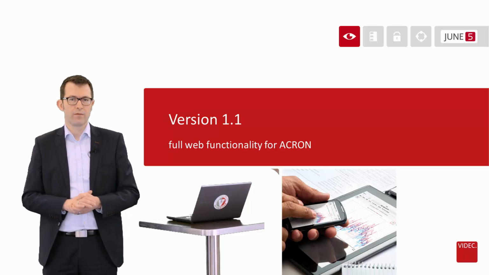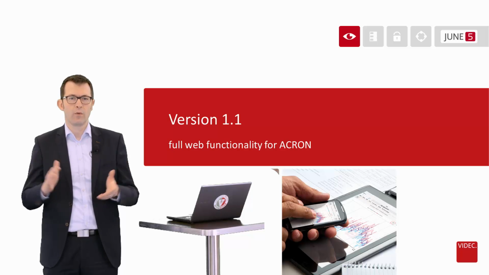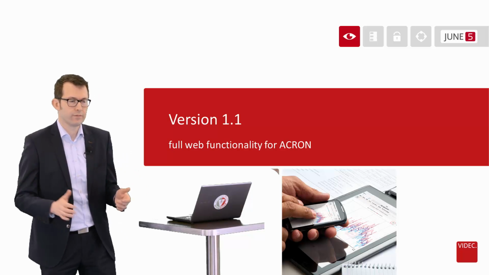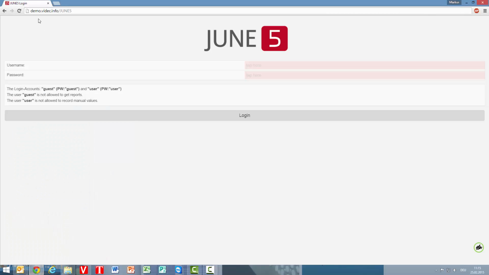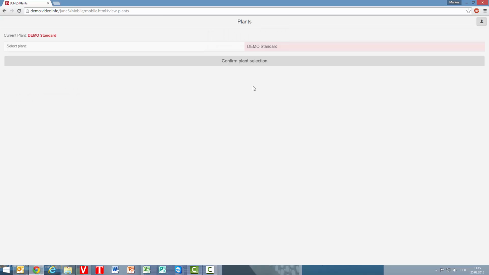I'd like to start with a view of data in a web browser operated on a Windows machine. Here we go. Let me give you an example of the JUNE5 demo server in the Google Chrome browser. The demo application is available under demo.bdec.info/june5. You can type in directly now the username and log in. First, JUNE5 asks you for the plant which you want to use, and let me use this English plant in this example.